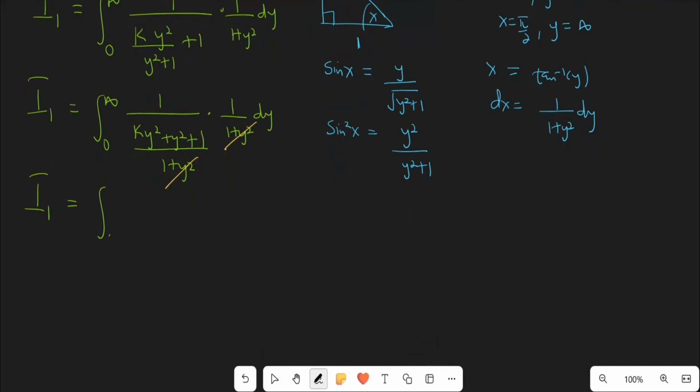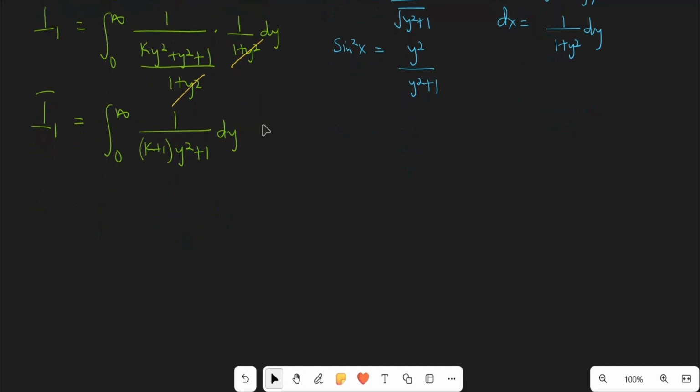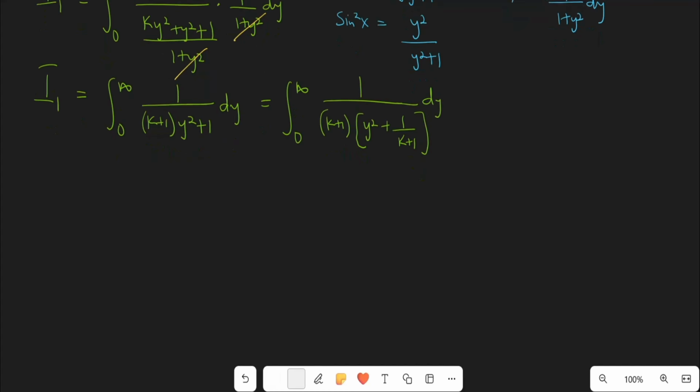I1 is equal to the integral from 0 to infinity of 1 over, the denominator can now be written as (k plus 1) multiplied by (y squared plus 1), and then dy. So let's factorize k plus 1 at the bottom out. When we do that, you are going to be left with (y squared plus 1) over (k plus 1), like this, and then dy.